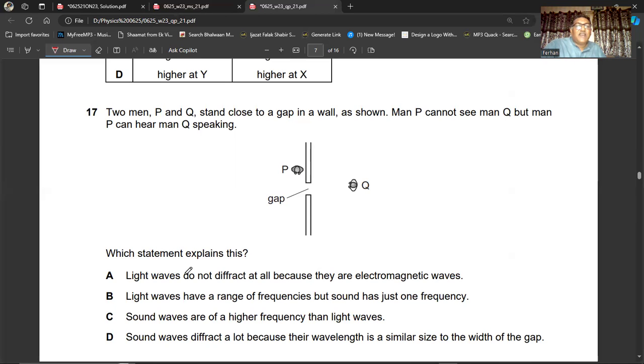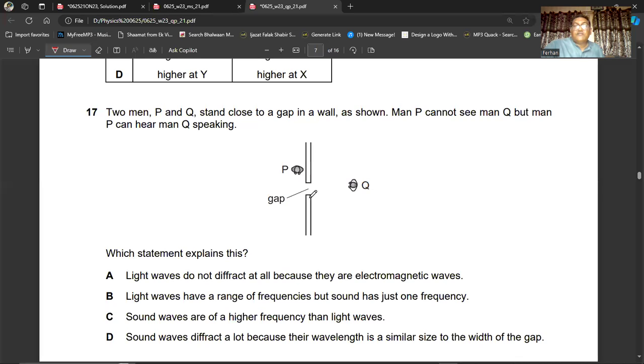So he says light waves do not diffract at all. This is wrong. They diffract, but not that much. Light waves have a range of frequencies, but sound has just one frequency. That is wrong. Sound has a lot of frequencies. Sound waves are of a higher frequency than light waves. This is wrong too; the bending does not depend upon the frequency. The sound waves diffract a lot, that is right, because their wavelength is of a similar size to the width of the gap.